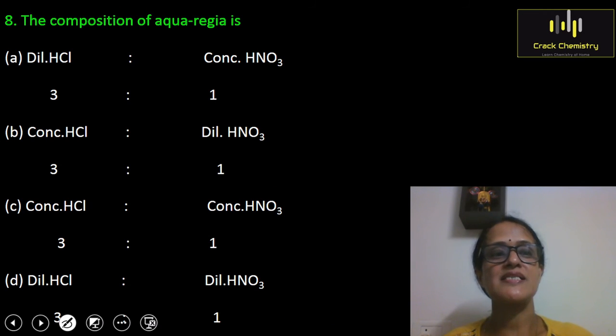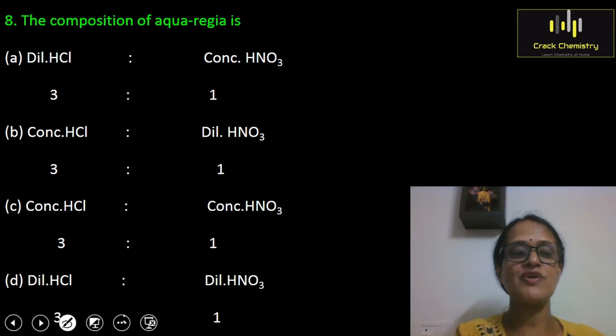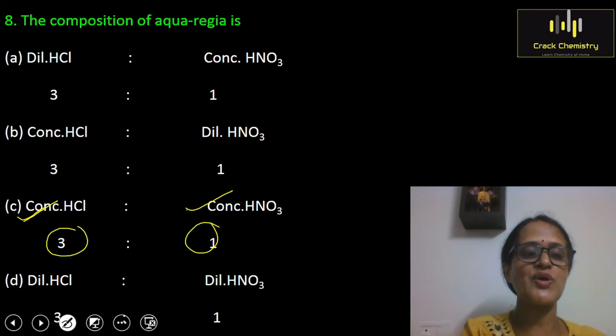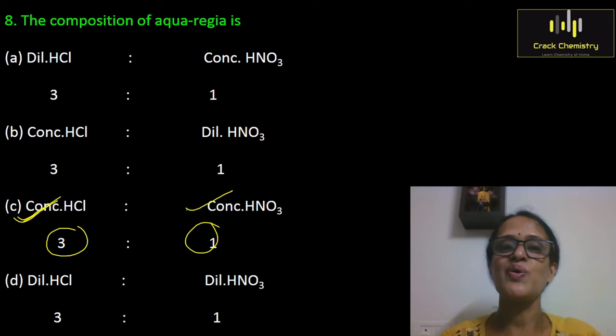Now, the next question is: the composition of aqua-regia. It's a mixture of concentrated hydrochloric acid and concentrated nitric acid in a ratio of 3:1. So the correct option is option C. Aqua-regia is a mixture of concentrated hydrochloric acid, HCl, and concentrated nitric acid, HNO3, in a ratio of 3:1. Aqua-regia can dissolve noble metals like gold and platinum, and none of the acids alone is capable of dissolving gold and platinum.